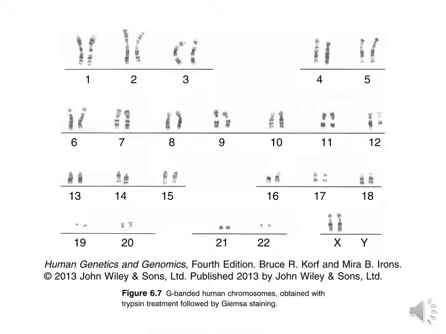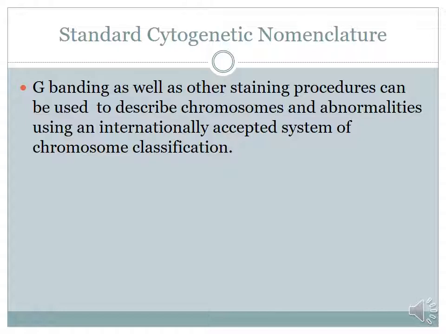This slide is showing you G-banded human chromosomes obtained with trypsin treatment followed by Giemsa staining, and you can see that it is 46,XX. G-banding as well as other staining procedures can be used to describe chromosomes and abnormalities using an internationally accepted system of chromosome classification.